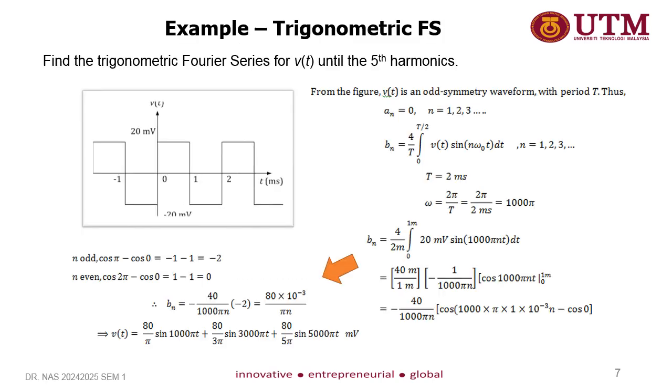So this is one example of the conventional method to determine the Fourier series of the given signal by using the integration and comparing the property of the signal given.